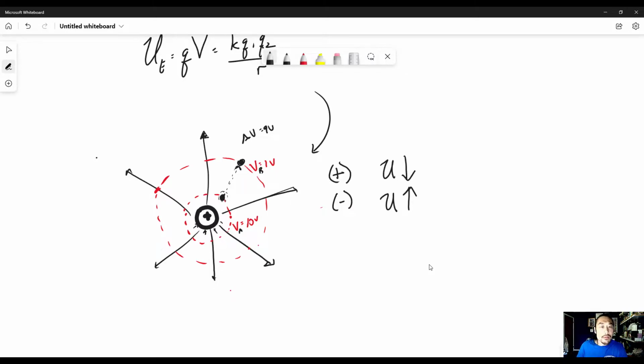Now, on the flip side, if we take a look at a negative charge, let's say we release a negative charge at point B. If we were to release a negative charge at point B, it wants to go towards this big positive charge there. And so as it gets closer and closer, it's going to speed up. Our kinetic energy is going to increase. And so the further away it is, the more potential it has. It's not going fast yet, but it will go fast.